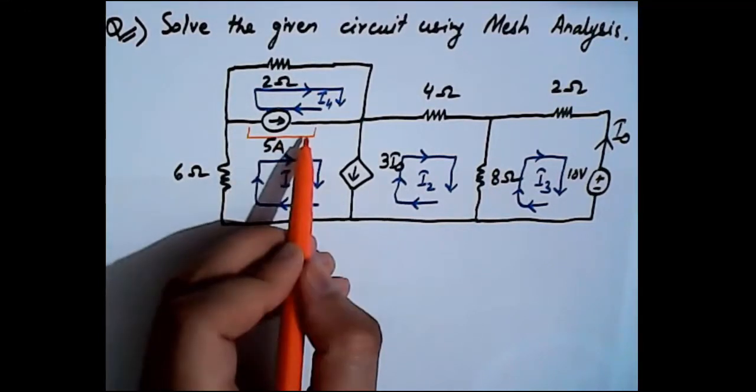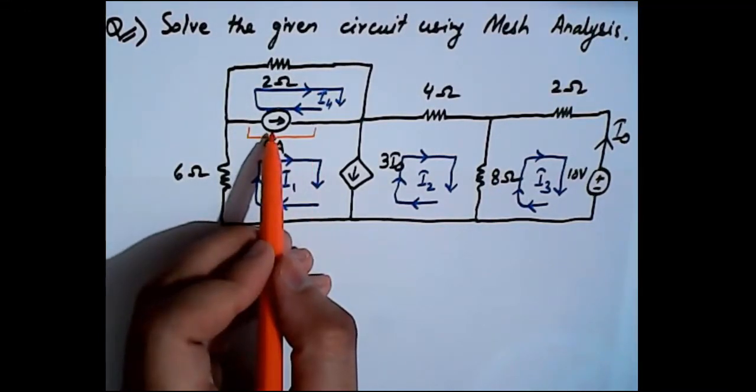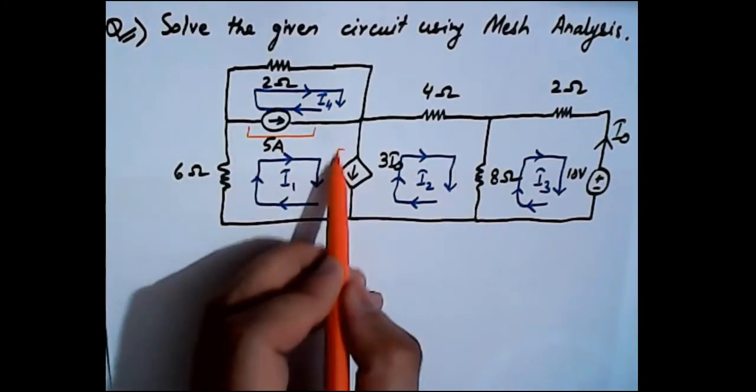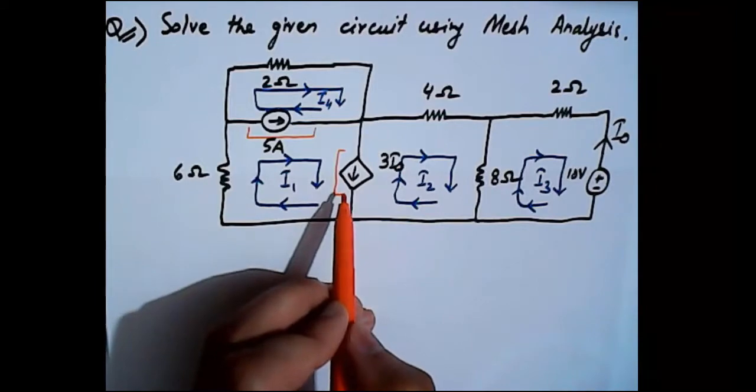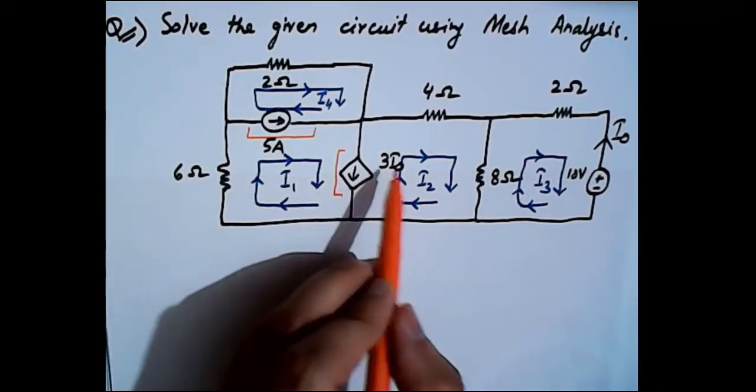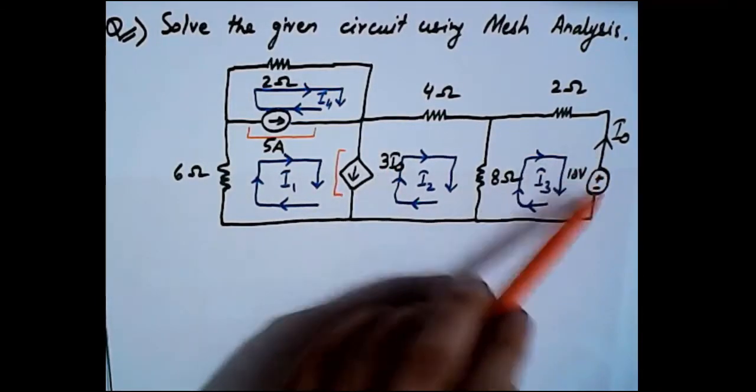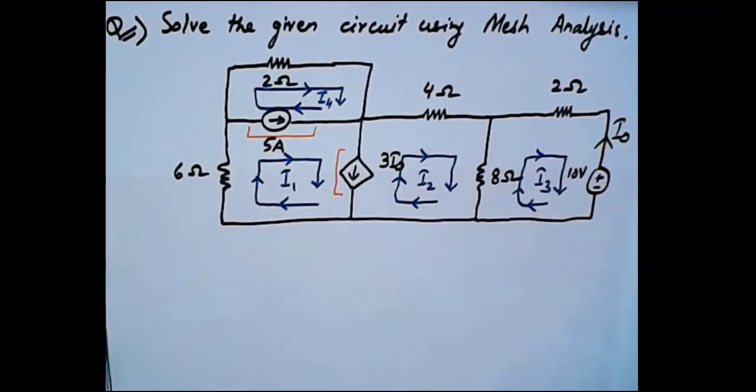This one is an independent current source of 5 amperes, and the second one is a CCCS, current controlled current source, which is a dependent one of 3 I naught. And what is I naught? I naught is the current through the 10 volts source. So I naught current is also mentioned. It is always the case that whenever we have a dependent current source, the depending element is also mentioned in the circuit, right?